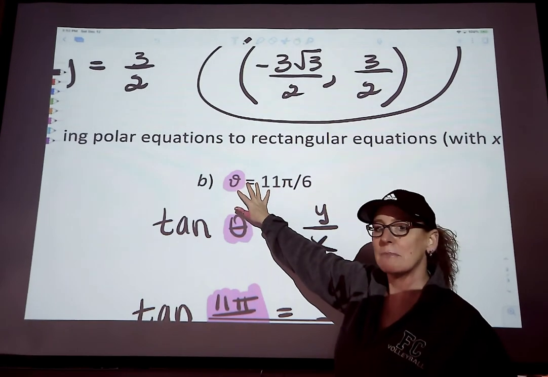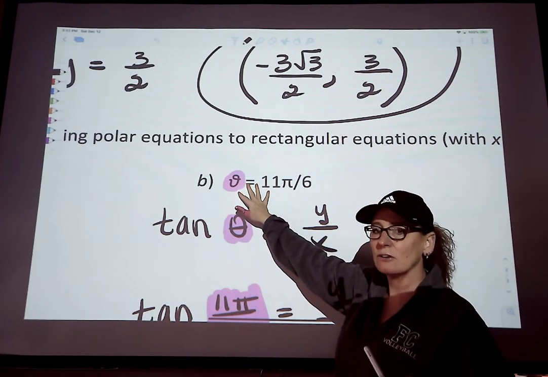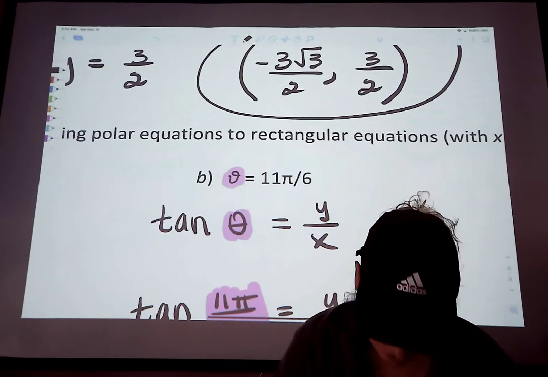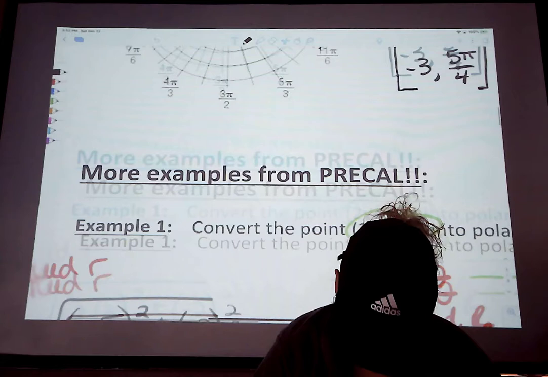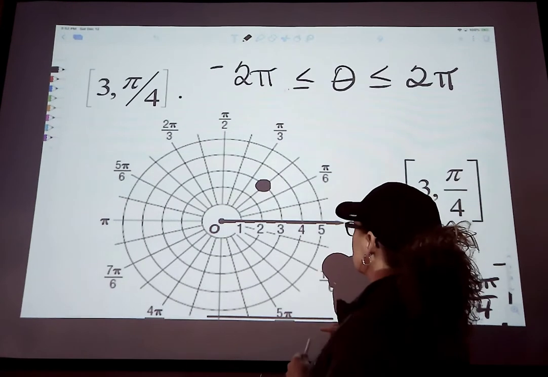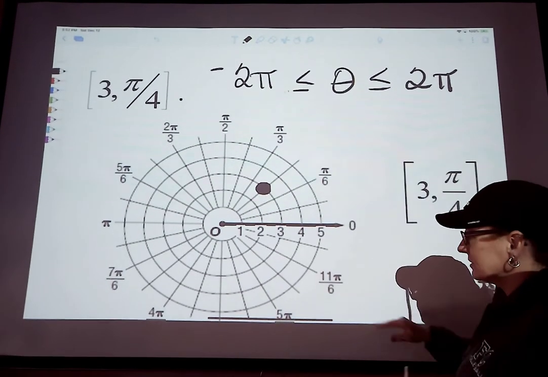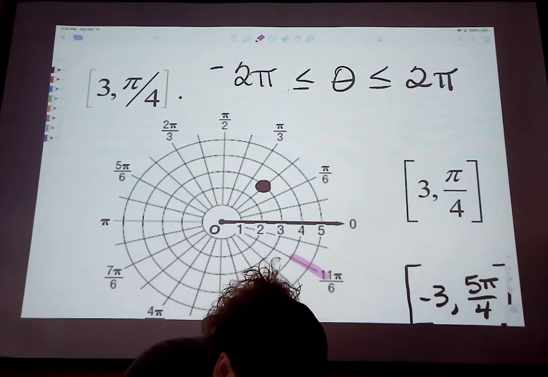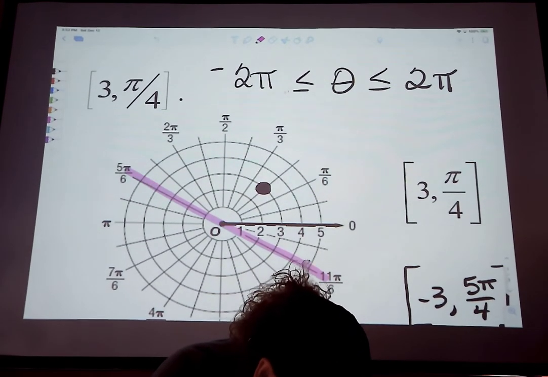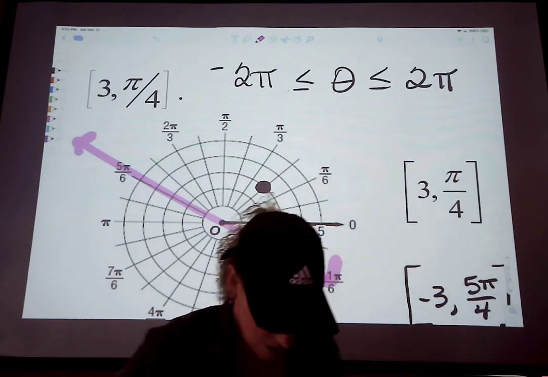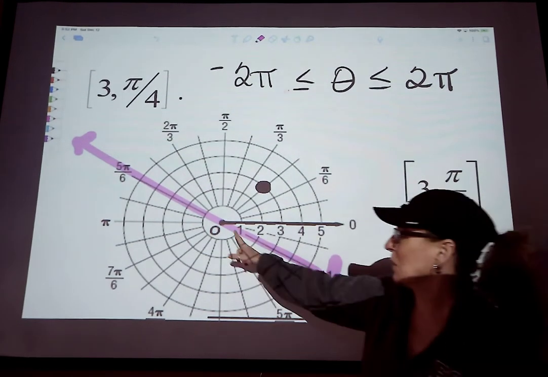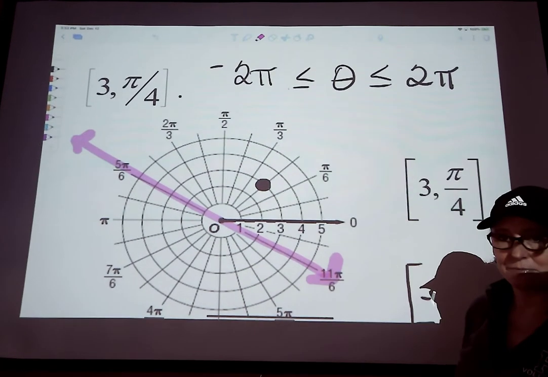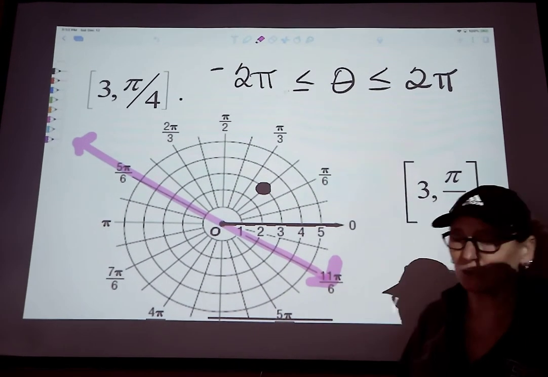On a graph, it doesn't matter what the radius is, as long as the angle is 11 pi over 6, that's a line. In fact, I'll show it to you. 11 pi over 6. That's this line right here. It passes through the origin and has a slope of negative 1 over radical 3. That's kind of cool.